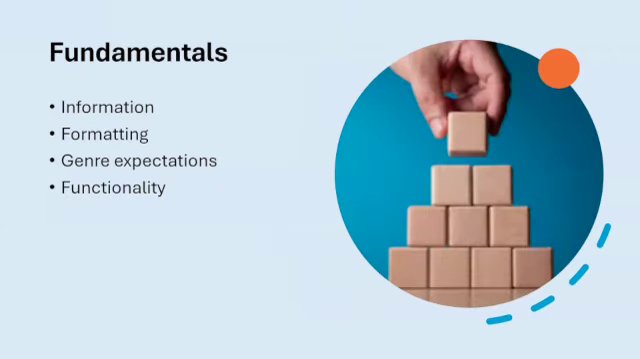The fundamentals, the information that you need, what needs to be included in your report, in your document. And if it hasn't got a subheading, if it hasn't got a heading, if it hasn't got a section, chances are it's going to be forgotten. The formatting, what does it need to look like? Does it meet the genre expectations? What's the functionality? Does it work?